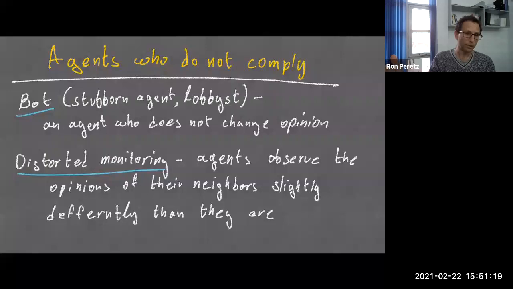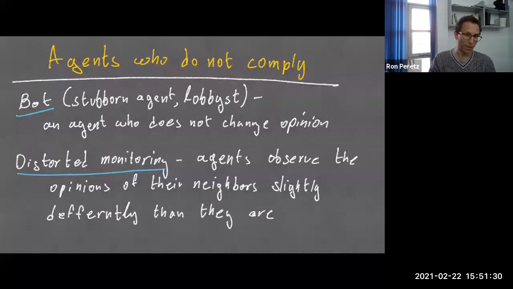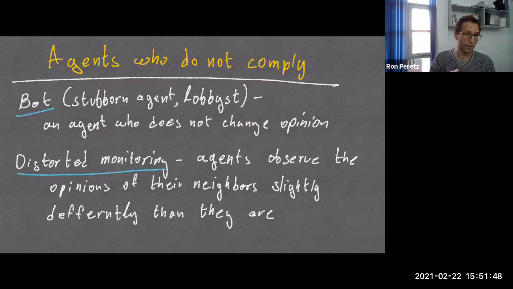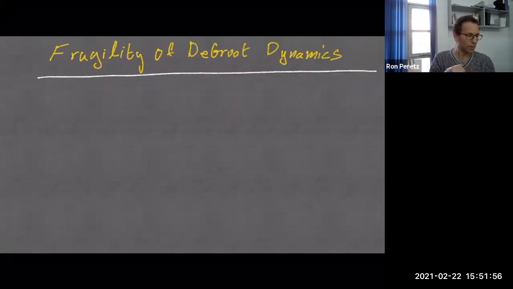Let's say that you have an agent who always sees the true opinion of the neighbor plus beta. So he always overestimates their opinions. And if this happens in any time period, then eventually the opinion of the entire graph will go to infinity. So such things can really ruin the learning in this environment. And this is what we call fragility of the group dynamics.